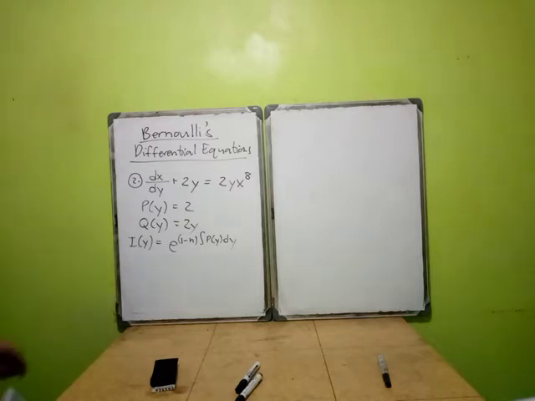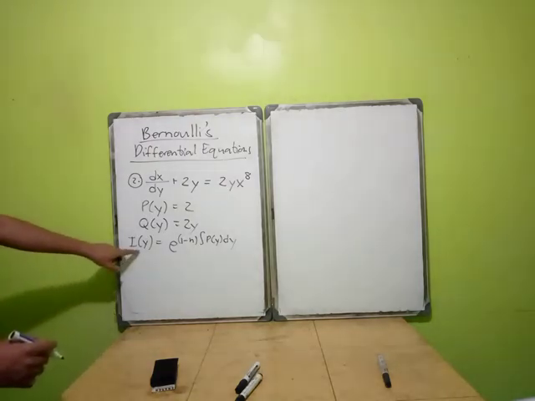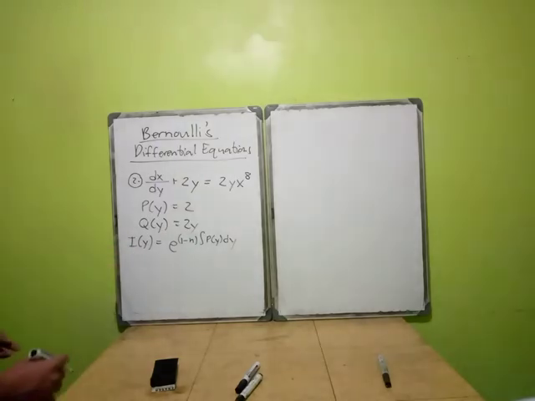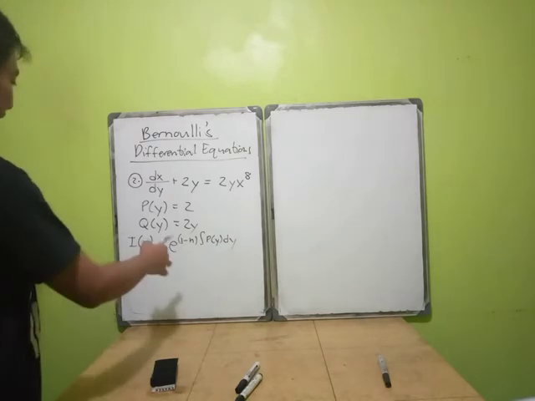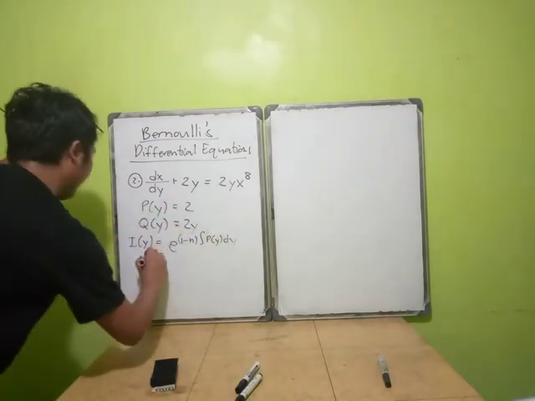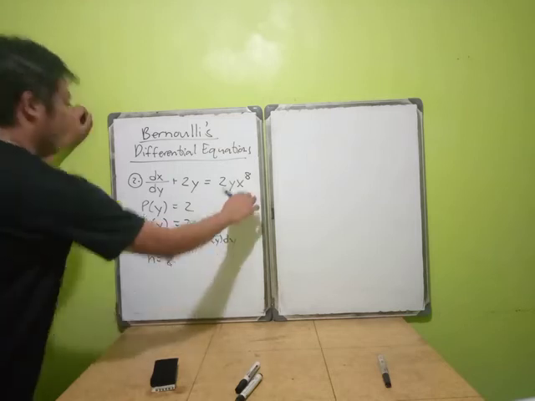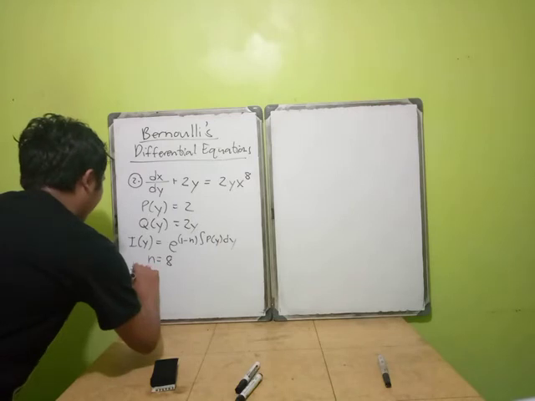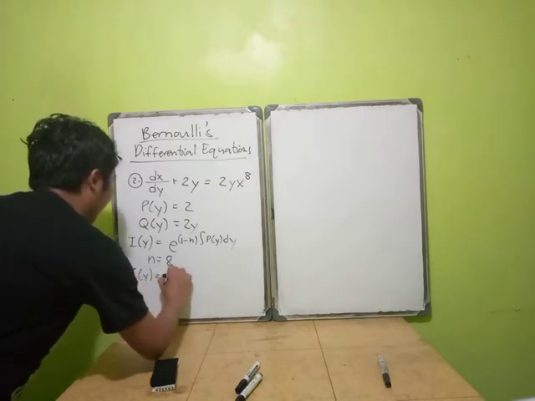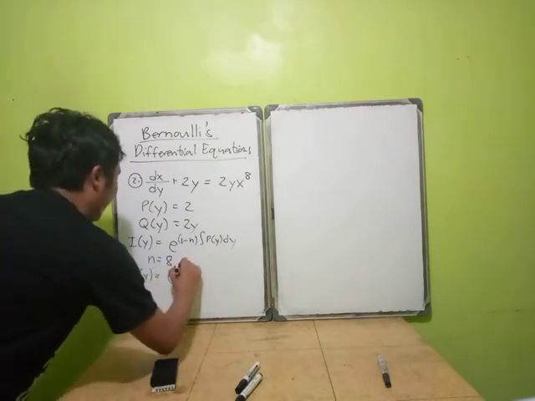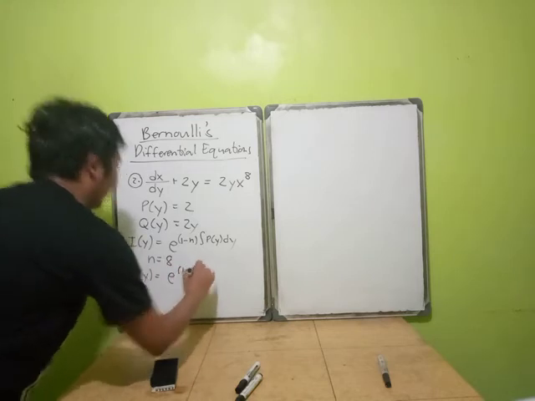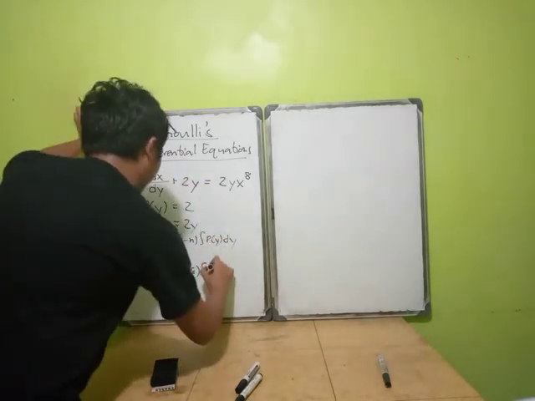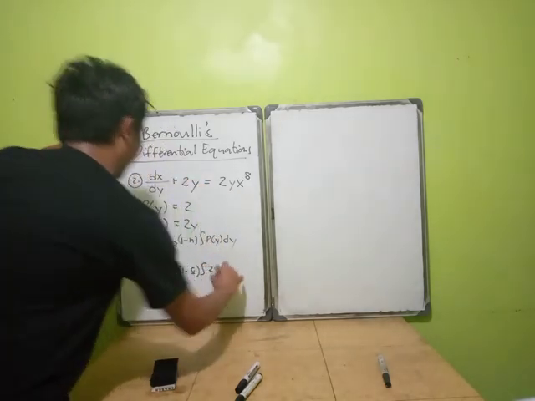So, our integrating factor IY is this. Our n here is 8, because that's the one beside y. So our IY is equivalent to e to the power of 1 minus n, 1 minus 8, times the integral of PY. Our PY is 2y dy.